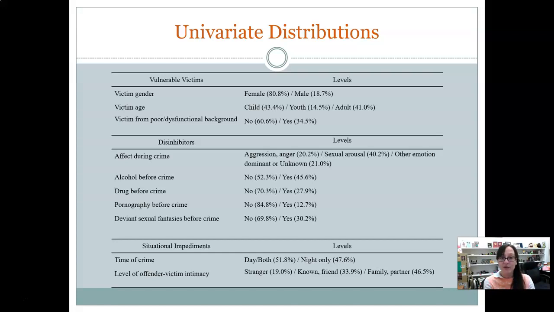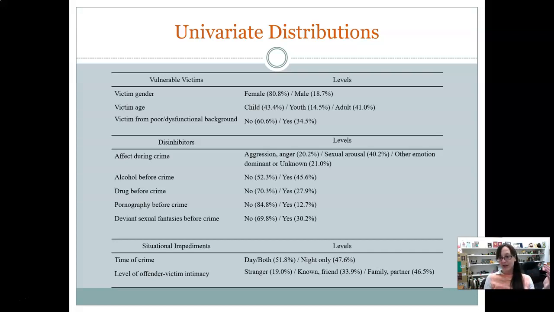For example, victim gender is one line, and you can look at that and right away see that the victims were predominantly female, but just shy of 20% were male. That's something good to know. If we look at how many offenders used alcohol before the crime, it's almost 50-50. A little bit more said no, but it's close to 50-50. Versus drugs, a lot fewer said that they used drugs. You can look at this and right away see what's going on with each individual variable that the data has been collected on.